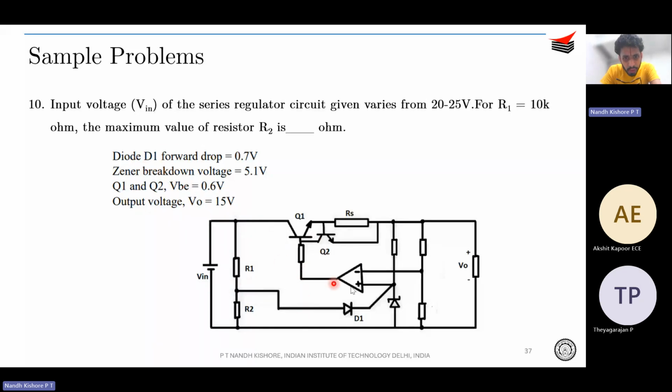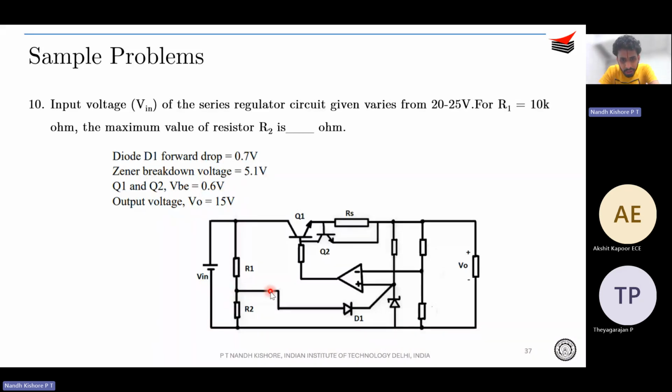Okay, and the other values are given. That is the diode forward drop is 0.7. The Zener voltage is 5.1 volt, and the VBE of Q1 and Q2 are 0.6 volts for both, and the output voltage is 15 volts. Again, all of these circuits can be solved by simple KVL.